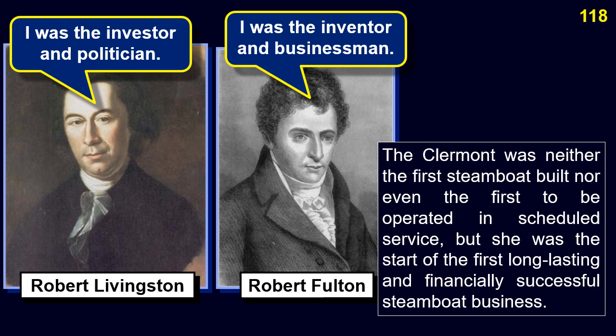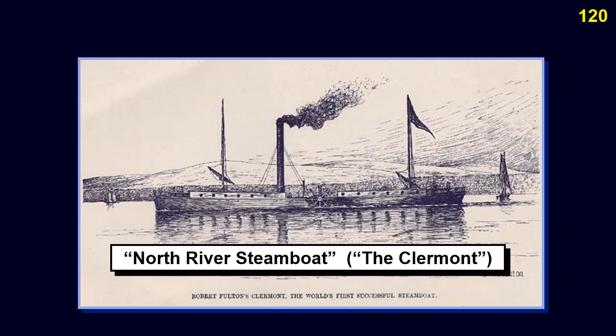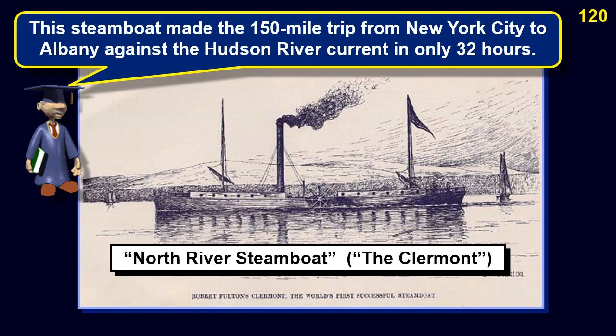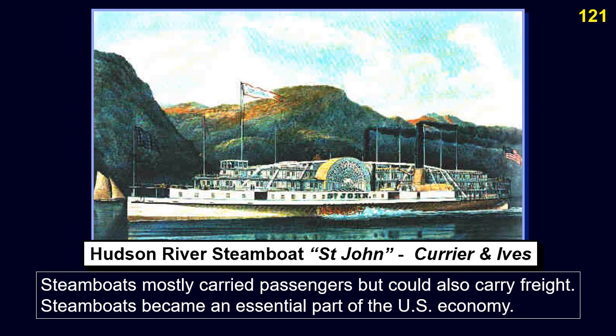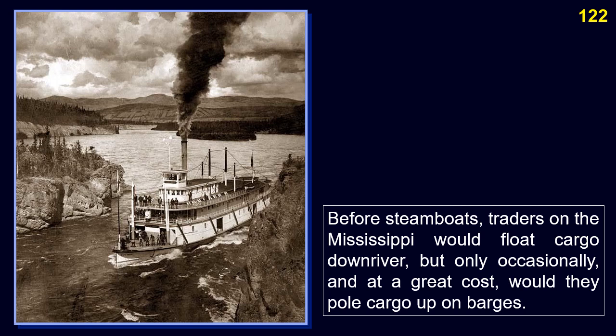The Clermont was the product of wealthy investor and politician Robert Livingston, 1746 to 1813, and the inventor and entrepreneur Robert Fulton. The Clermont made the 150-mile trip from New York City to Albany against the Hudson River current in only 32 hours. Steamboats mostly carried passengers, but could also carry freight. Steamboats became an essential part of the U.S. economy. Before steamboats, traders on the Mississippi would float cargo downriver, but only occasionally, and at a great cost, would they pull cargo up on barges. This is a Hudson River steamboat.